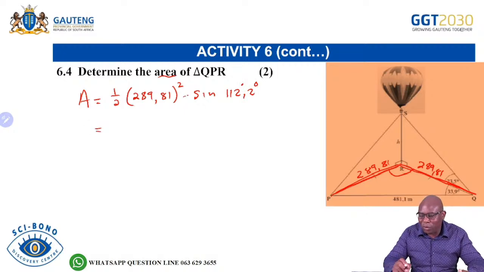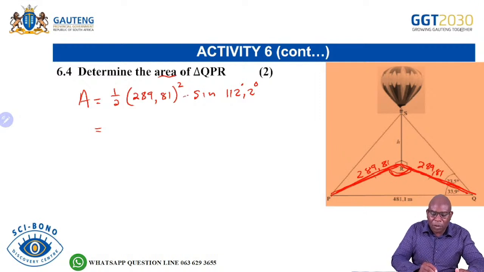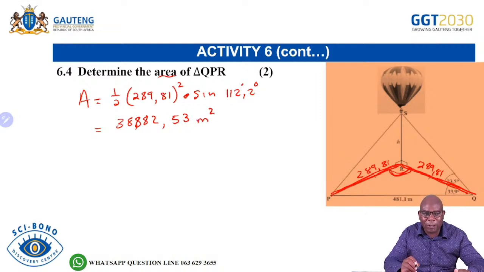So there's not much work to do there. So this line times that line times half times the angle which is included. Remember, it must be an included angle here, okay, between the two lines. So that's multiplication sign. So the answer that I get there is 38,882.53. So remember, it is in meters, so it's meters squared. Don't forget to write the units, it's very important.